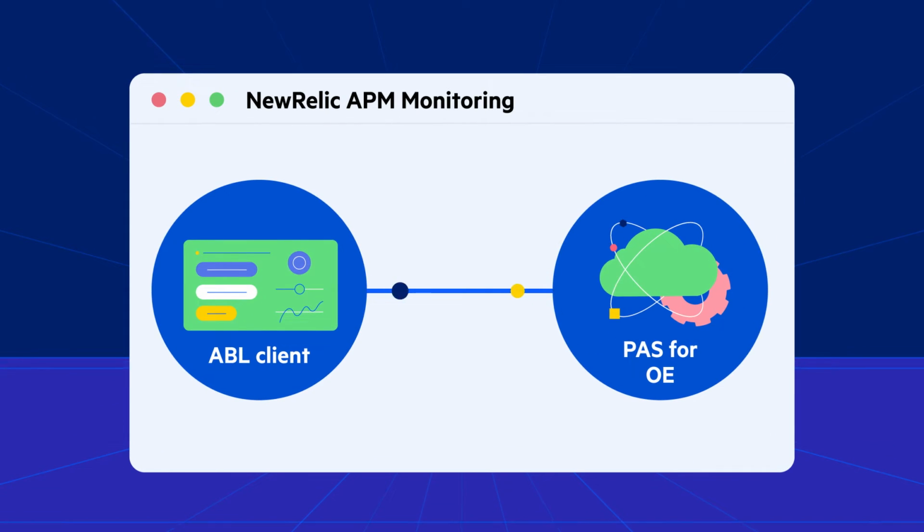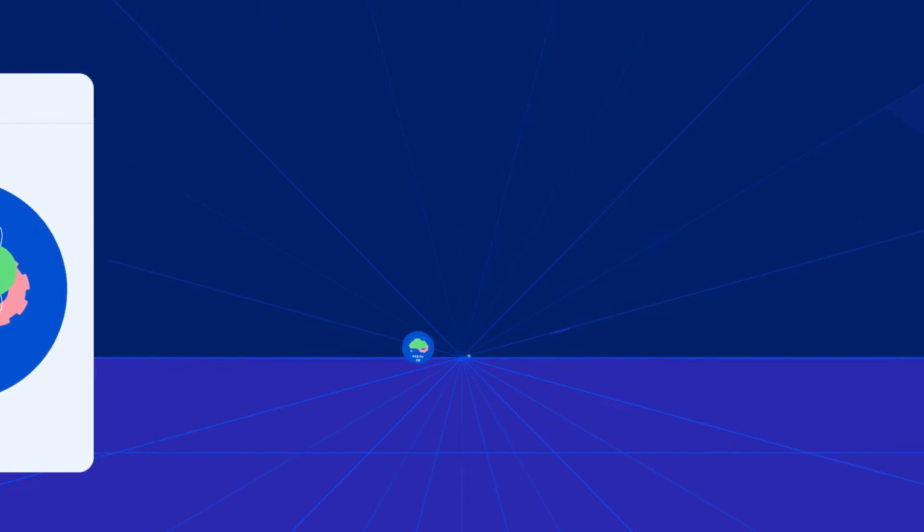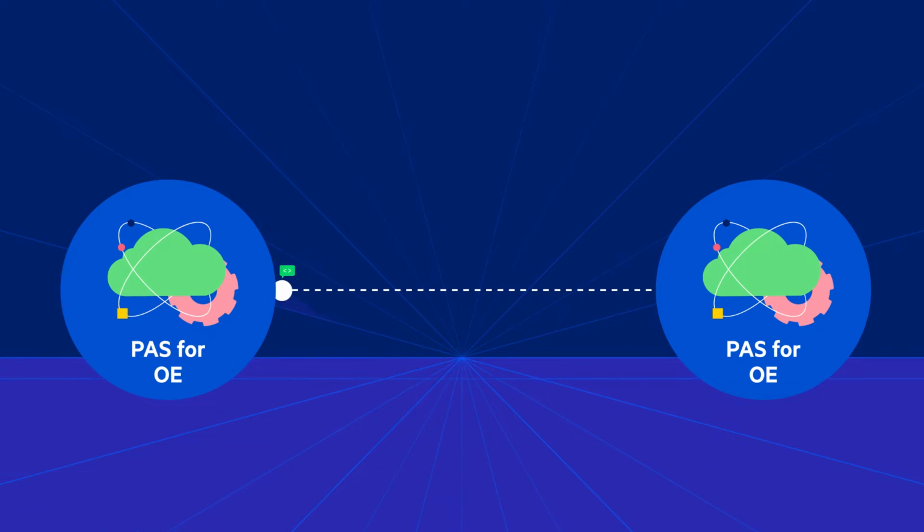In this example, the new Relic APM monitoring shows a trace started by an ABL client through PAS for OpenEdge, and passes down the tracing context in which it started. The same context is utilized even when the PAS for OpenEdge service calls another PAS for OpenEdge service.